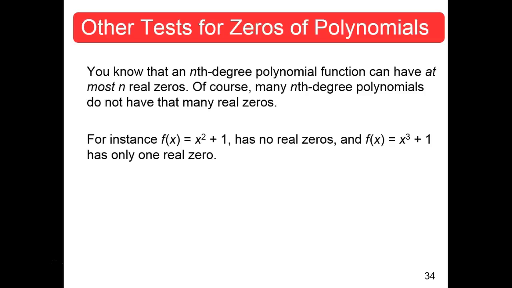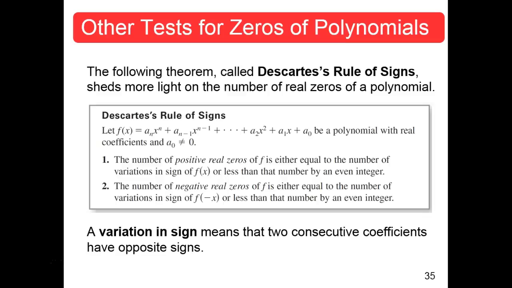What's your maximum number of real zeros here? Maximum number of zeros you can have here? 3. Are any of them real? Yeah, 1 is. -1. -1 cubed is -1 plus 1 is 0. The other 2, complex. Okay? So this one has no real zeros. That one only has 1. Okay? So, and -1 happens to be that one. The following theorem, called Descartes' rule of signs.